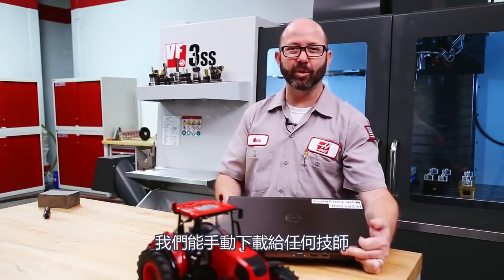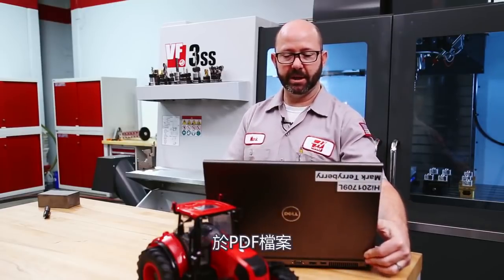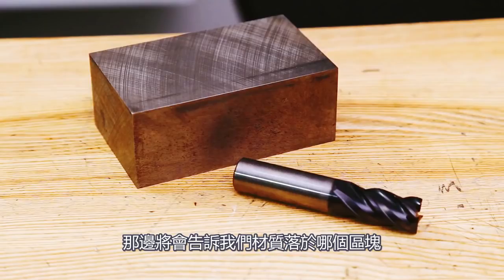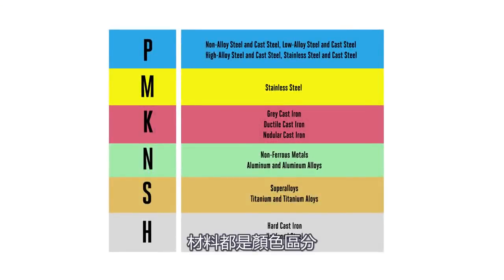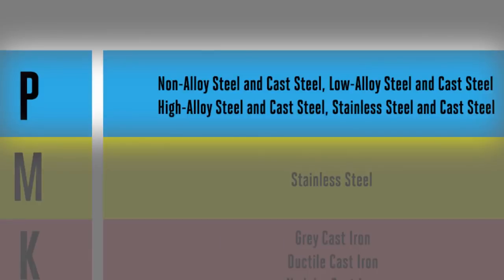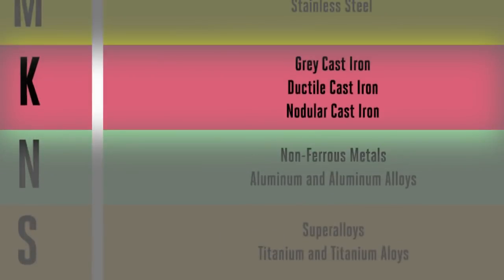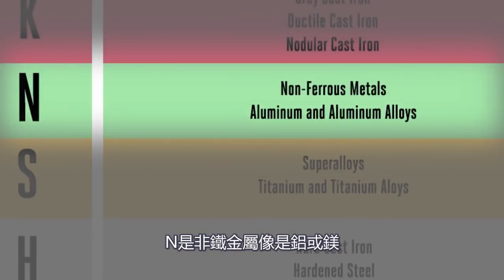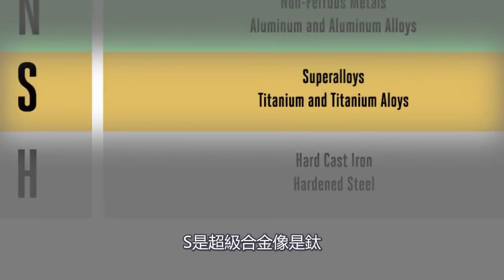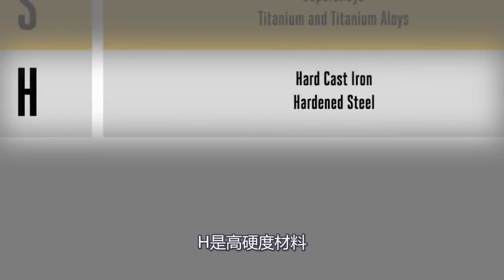We can download the manual for any tool manufacturer in PDF form. Once that catalog is opened up, we're going to search for the material group section. That's going to tell us what material group our exact material falls into. Our materials are color-coded. P is for steels, M is for stainless steels, K is for cast irons, N is for non-ferrous metals without iron in them, like aluminum or magnesium. S is for our super alloys, materials like titanium, and H is for hard cast irons or hardened steels.